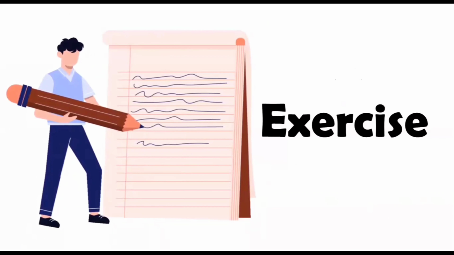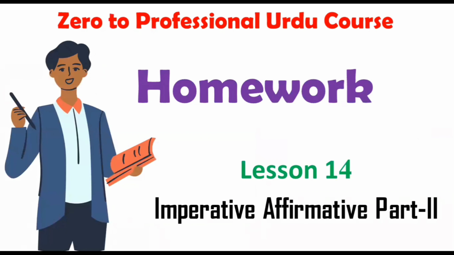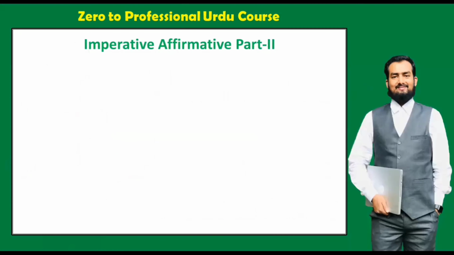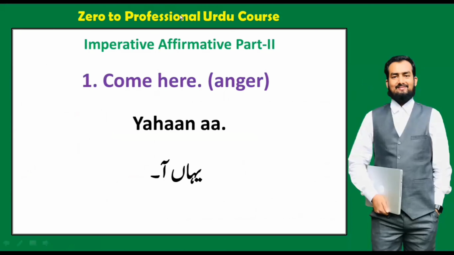Okay guys, now we are going to do our homework, which is related to lesson number 14, where we talked about imperative affirmative part 2. The first sentence is "come here" and the context is anger. In Urdu we will say yahan aa. Come means actually ana, but here we deleted na, and because of being angry we say yahan aa. Remember that we also show the anger in our tone.